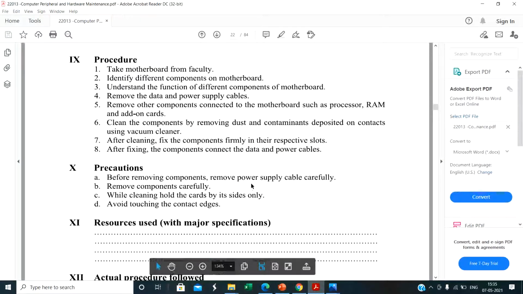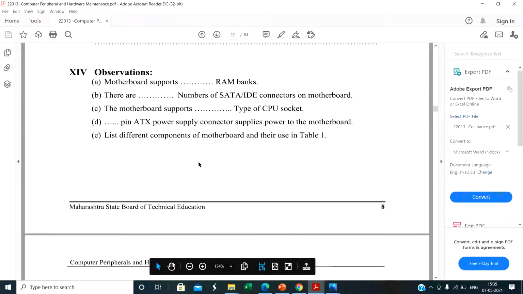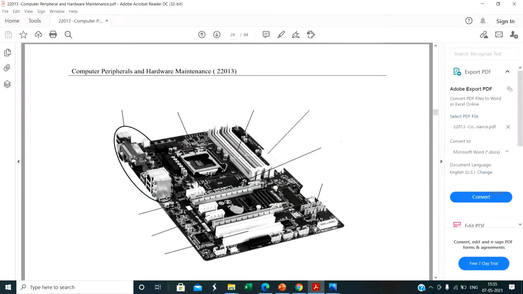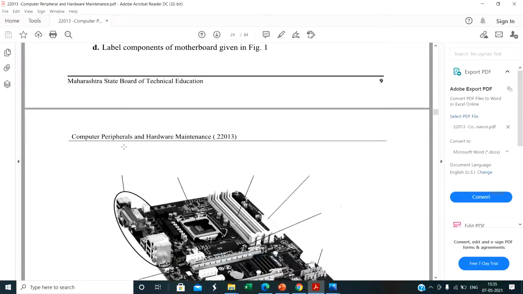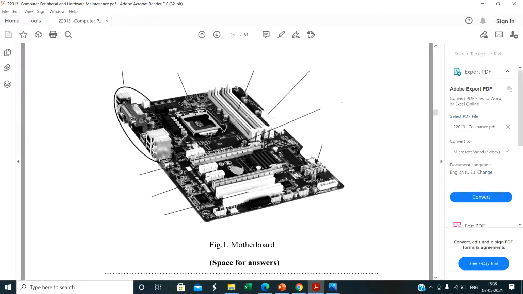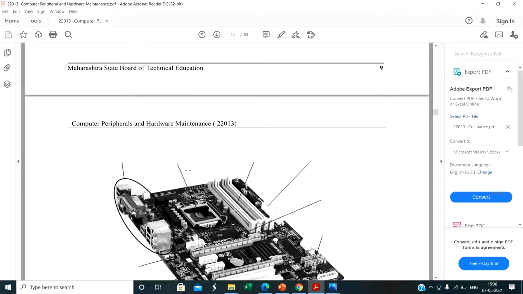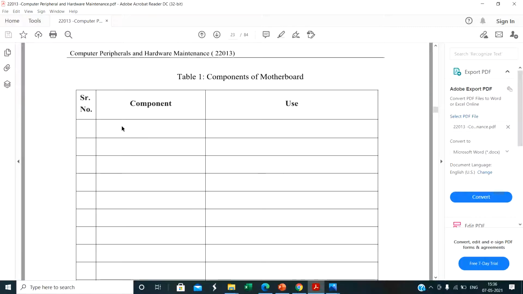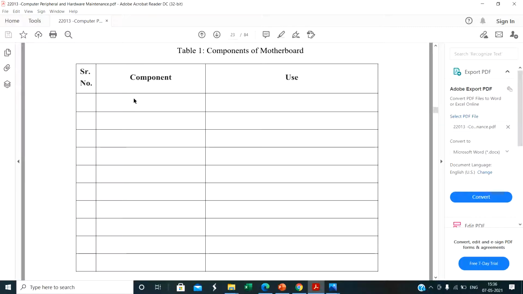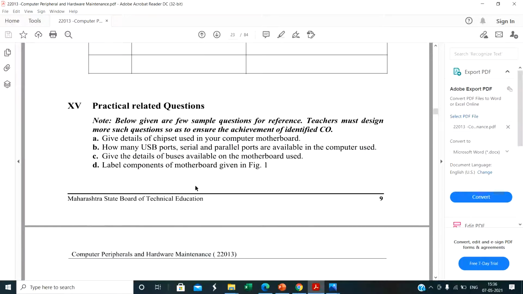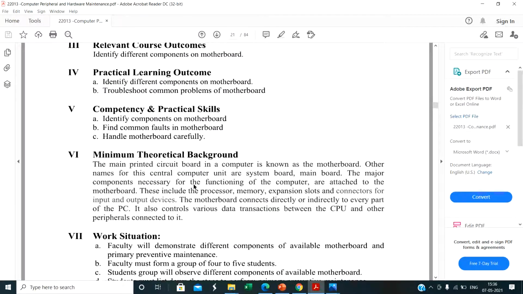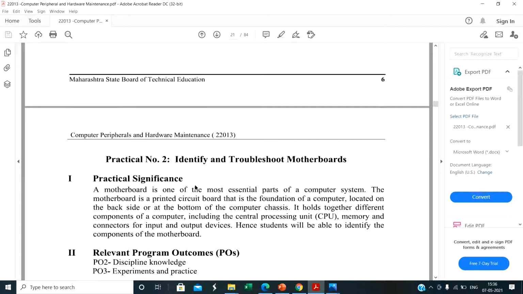Next, in your manual some assignments are given. One blank figure is there, and the question is to give labeling to the image. So all of you perform this. And a table is given of the components of the motherboard, in which you write the component and its use. These two questions are given in your manual. So in this practical we see the various components of the motherboard and the use of the various components.